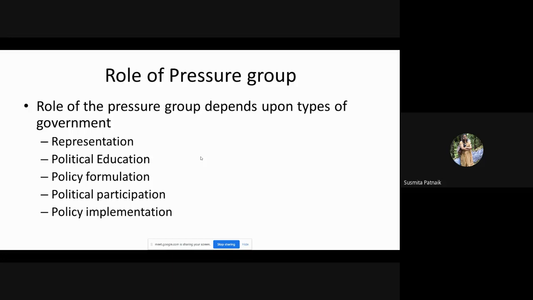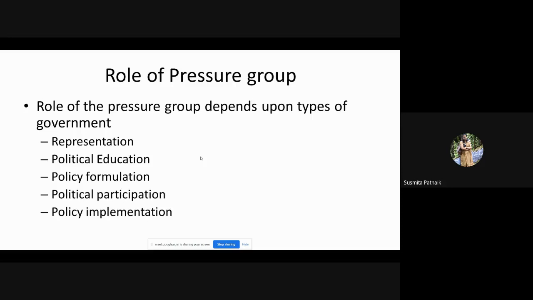So again, we are coming under the role of pressure groups. Regarding the role of pressure groups, there are different roles in our governmental department. So what are the roles? The first role is representation. The second is political education. The third is policy formulation. The fourth is political participation. The fifth is policy implementation. So we have a variety of roles of the pressure groups, and they perform these roles in democratic systems.